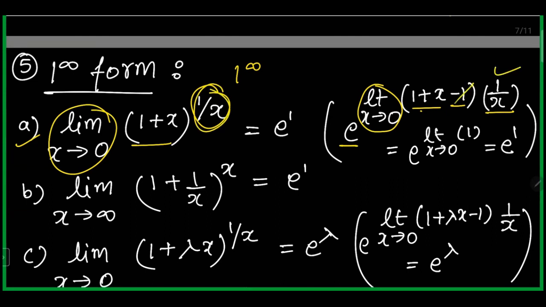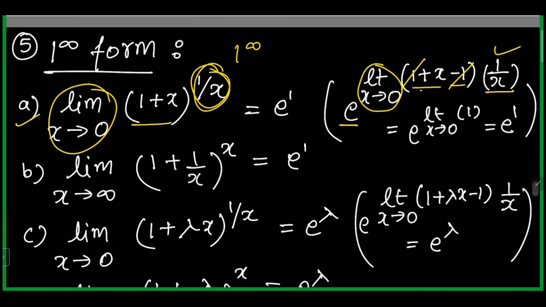So 1 and 1 will cancel out. So you will be left with x multiplied by 1 by x. That will be 1. So this will give you e raised to power 1. So you can simply see you get an answer of e raised to power 1.